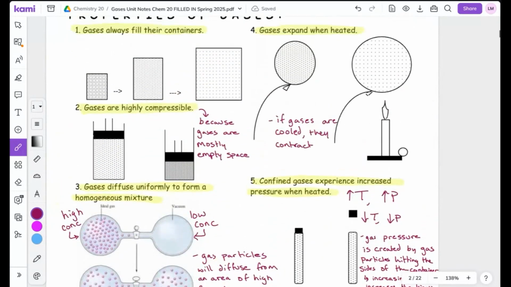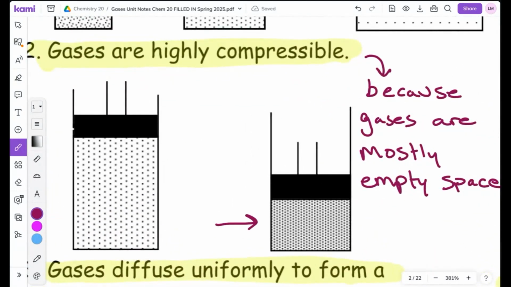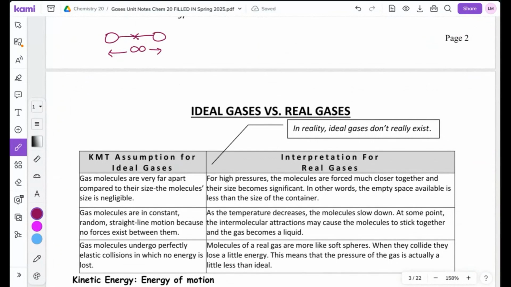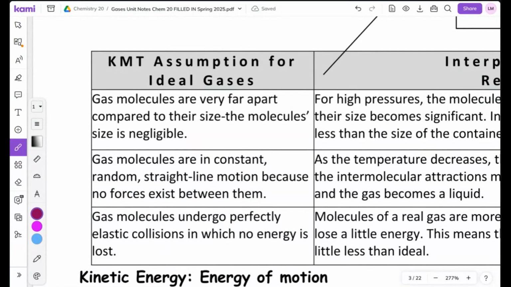If you want to see an example of that, if we compress the gas, all of these particles are a lot closer together, and so they're bumping into the sides of the container a lot more, and that's what creates that higher pressure. So at high pressure, the molecules are forced much closer together, and their size does become significant in a real gas. In other words, the empty space available is less than the size of the container. For an ideal gas, the gas molecules are in constant random straight line motion because no forces exist between them.